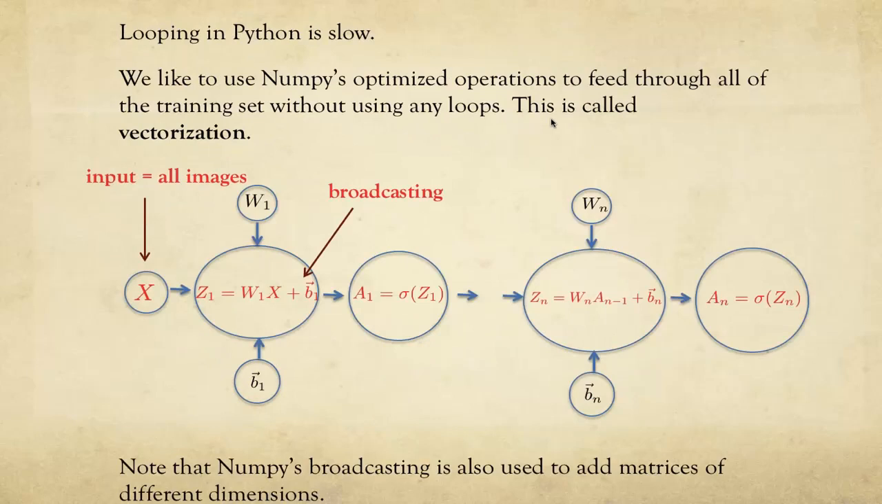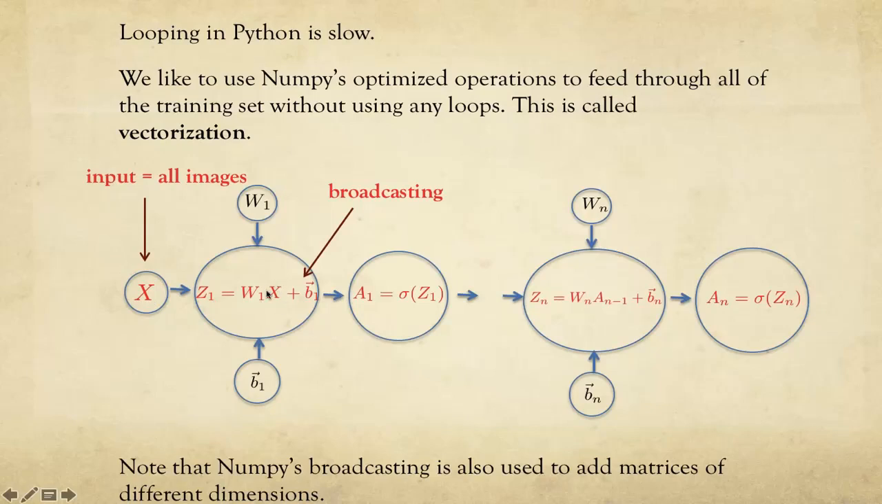We want to be able to use NumPy's optimized matrix operations to feed all of the training set without using any loops. This is called vectorization. It's the idea of making predictions on all the images without using any loops, and we take advantage of the NumPy linear algebra library. So instead of sending over one image x, we take all the images and put them into one big matrix, big X, and send it forward to the network.